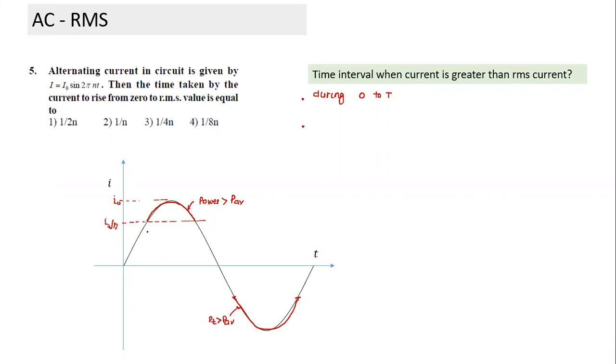What is the time? This is the time interval from here to here, and what is this time interval from here to here? This will be equal to T by 4, and this also T by 4. So what is the time interval when the current is greater than RMS current in 0 to T? Total time interval is T by 2. So for half the period power consumption is less than the average, and for the other half the period power consumption is greater than average power consumption.